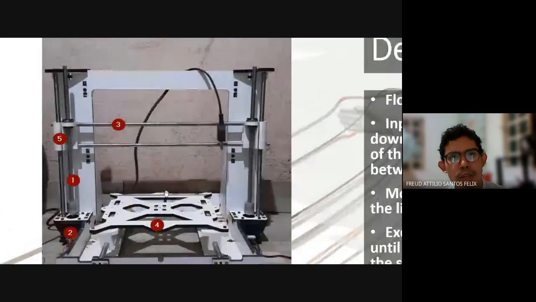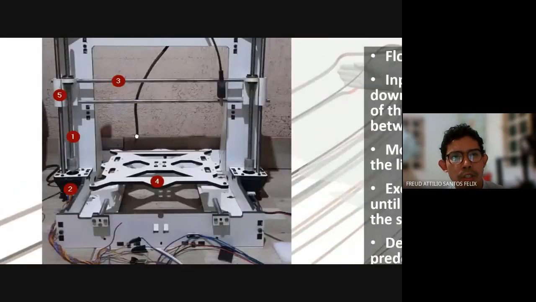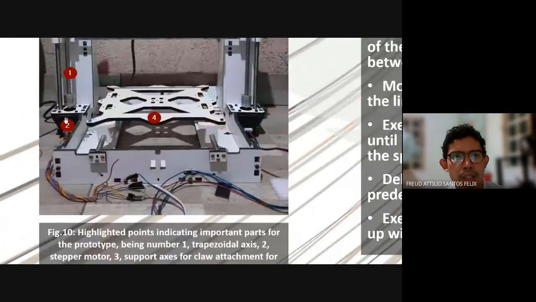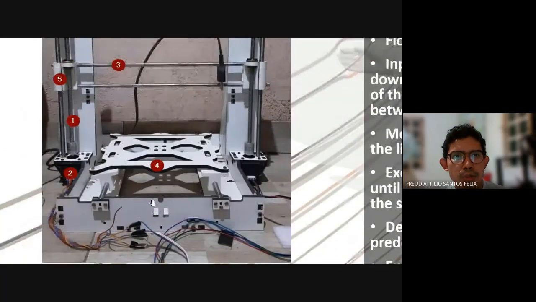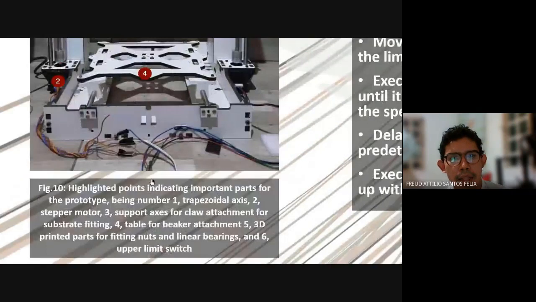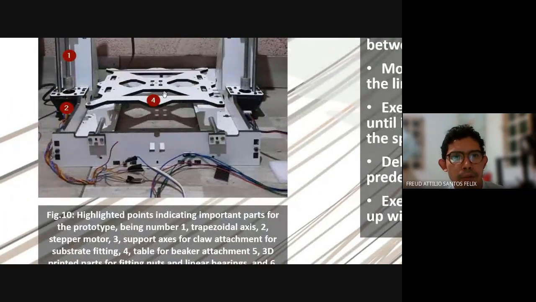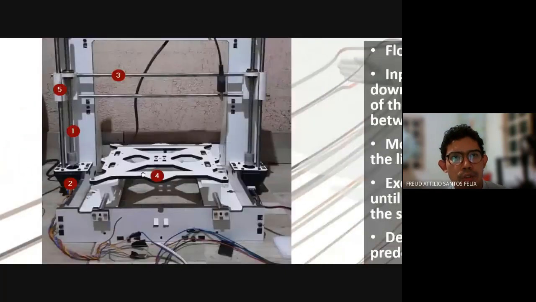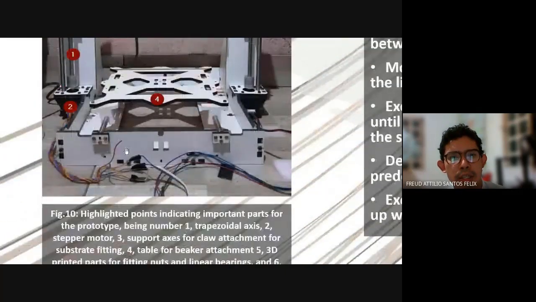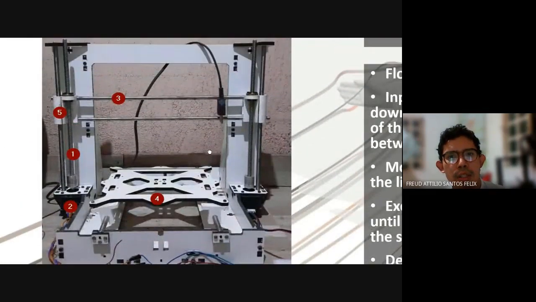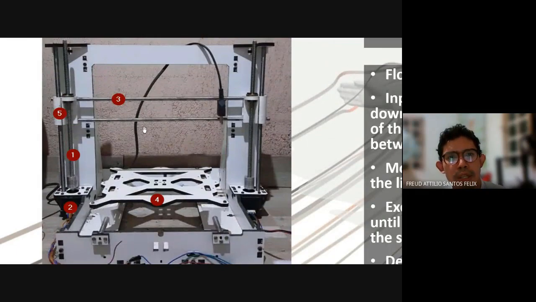And on this part, we can also see a little bit about the different components, the different parts that we need for all this equipment. So we have here the trapezoidal axis, the stepper motor, the support for claw attachment for substrate fitting, the table for the beaker where we have the solution, and also some 3D printed parts related to fitting nuts and linear bearings, making it possible for this part to have the displacement and movements upward and downward on the Z axis.